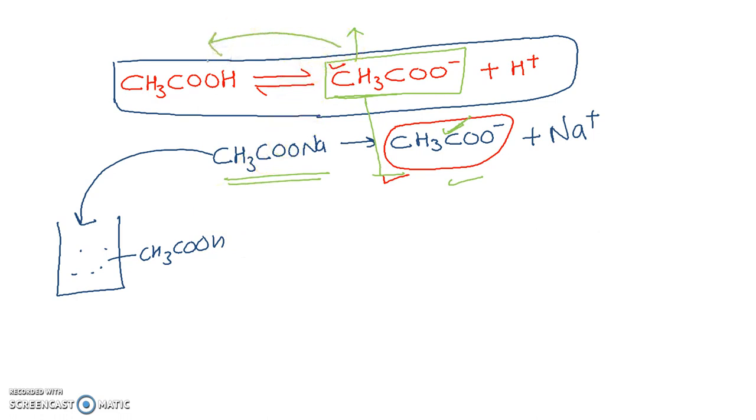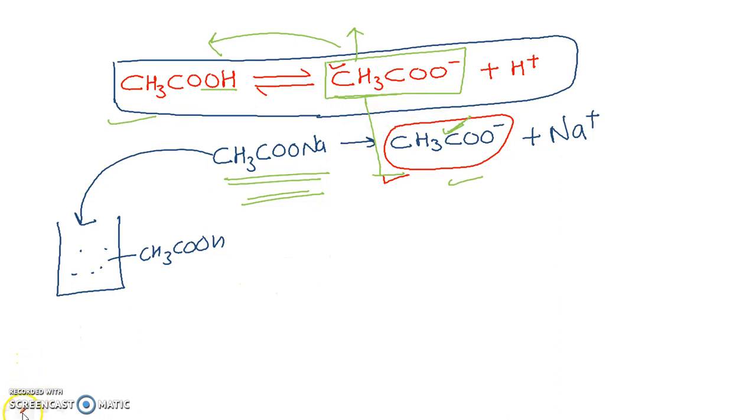Okay, so by adding this sodium acetate to the acetic acid solution, I can shift the equilibrium of acetic acid and its ions in the backward direction, because this sodium acetate is going to produce an ion which is common, which is already present in the solution.